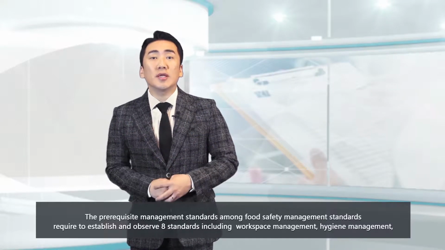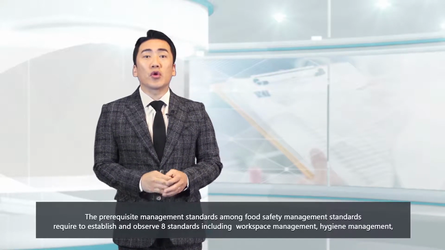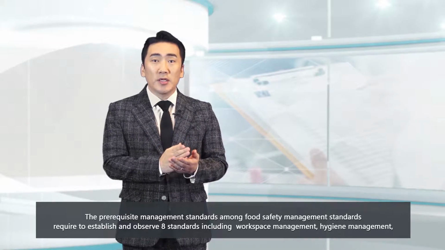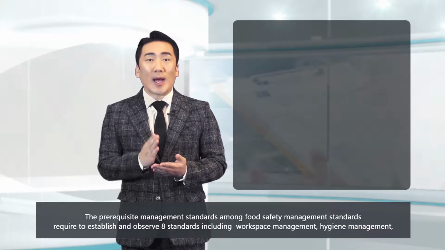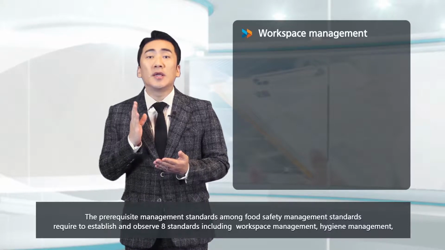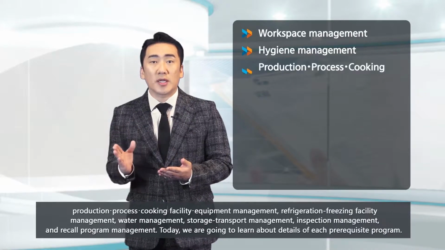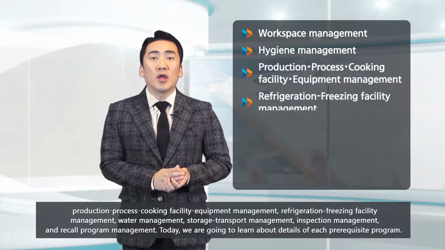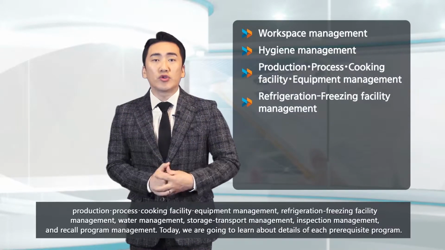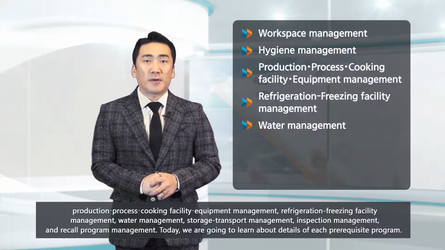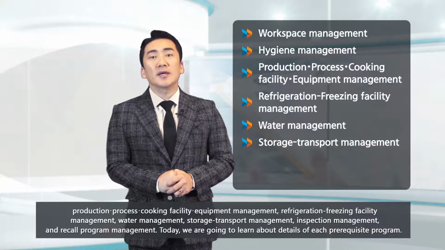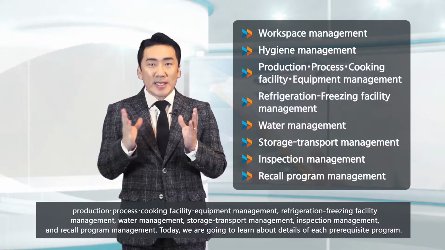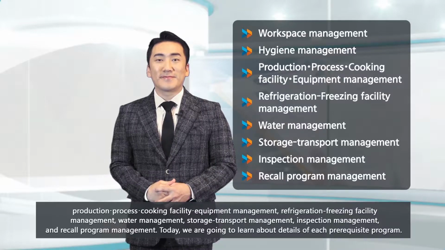The prerequisite management standards among food safety management standards require establishing and observing 8 standards including workspace management, hygiene management, production process cooking facility equipment management, refrigeration-freezing facility management, water management, storage transport management, inspection management, and recall program management. Today, we are going to learn about details of each prerequisite program.